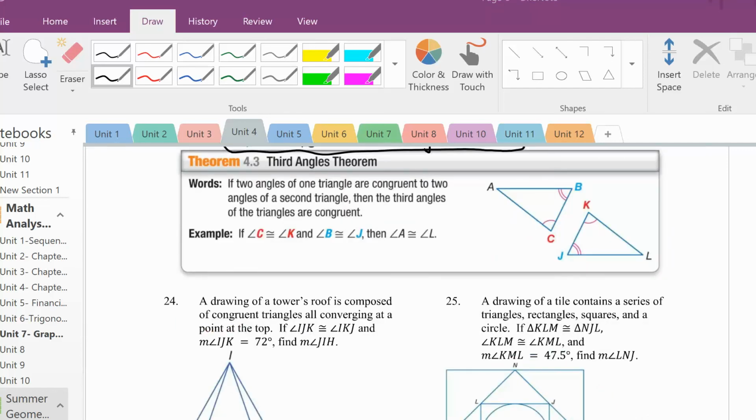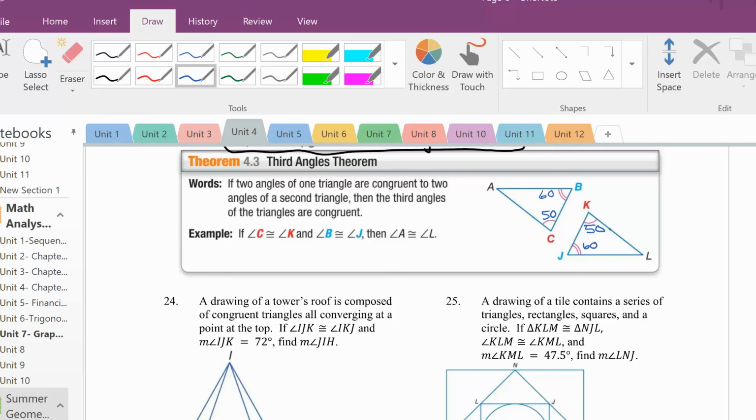All right, so the next thing is what's called the third angles theorem. And that means if you know two angles of one triangle are congruent to two angles of a second. For example, let's say we know C and K are equal. Let's say they're both 50. And then B and J here are equal, and let's say these are 60.